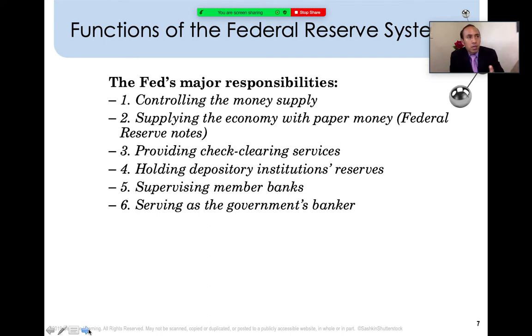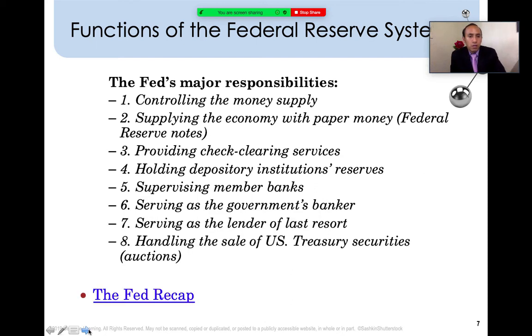It also serves as the government's banker of last resort, meaning that the Fed may potentially lend funds to the government if needed, and also to commercial banks if they find themselves in insolvent situations. So number 7 is they serve as a lender of last resort to all financial institutions that need lending, or to the U.S. government as well. And it also handles the buying and selling of U.S. treasuries and government securities in the open market of financial trade. It's a very powerful institution when it comes to the stability and credibility of financial markets.